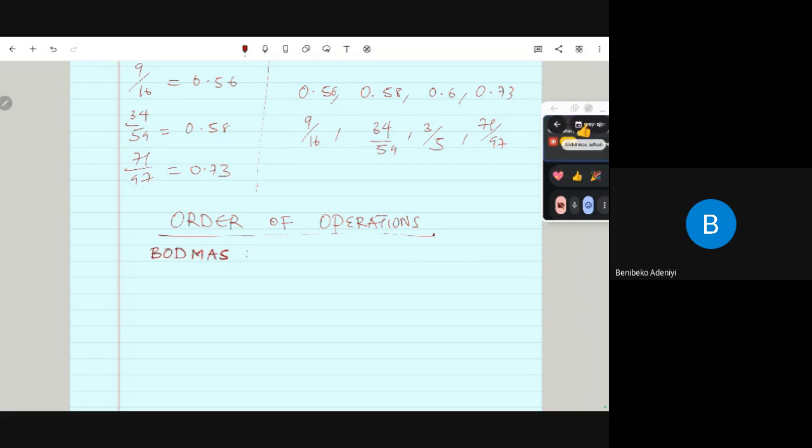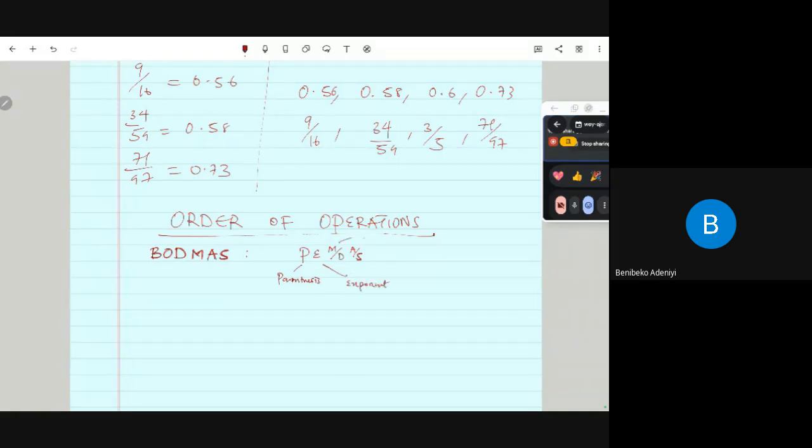So I'm going to change it. I'm going to change it to, you can see the way I wrote it. I'm going to change it to PEMDAS. P stands for parenthesis. E stands for exponent.